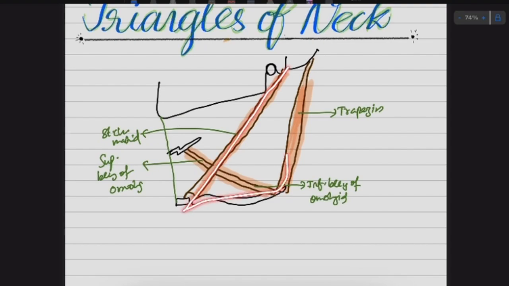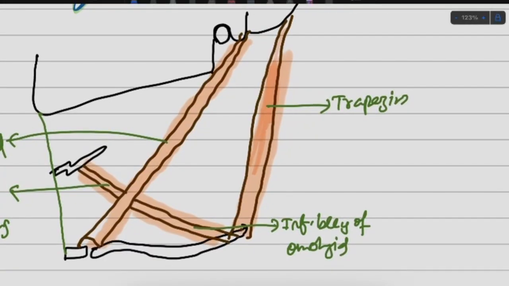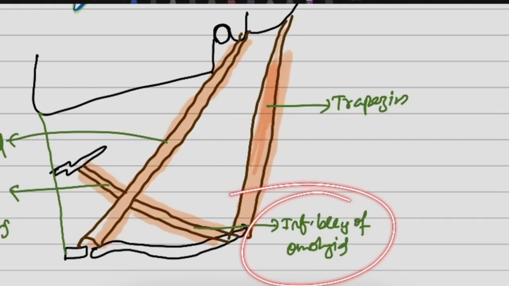Now these boundaries are clear, and you can see that this posterior triangle is again divided into two triangles. This is one triangle and this is the other triangle. It is divided by which muscle? It is an MCQ. The posterior triangle is divided into two triangles by which muscle? By the inferior belly of omohyoid, right?